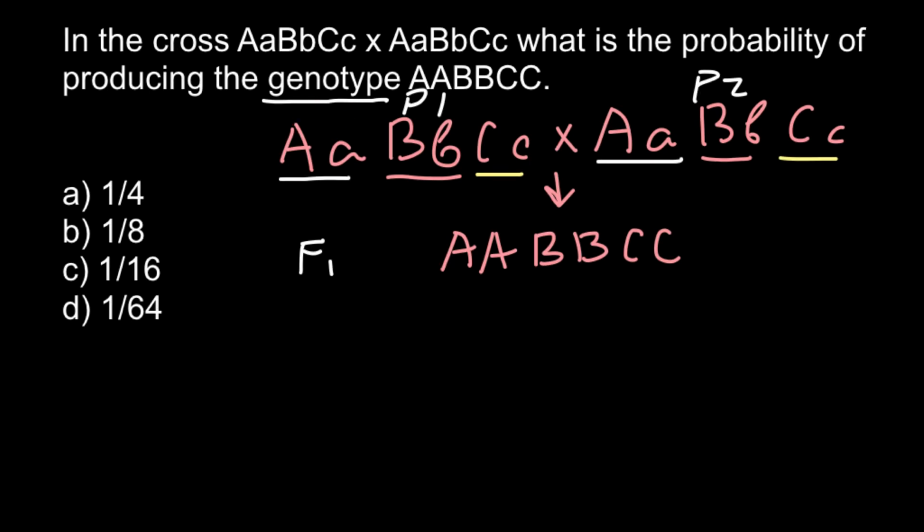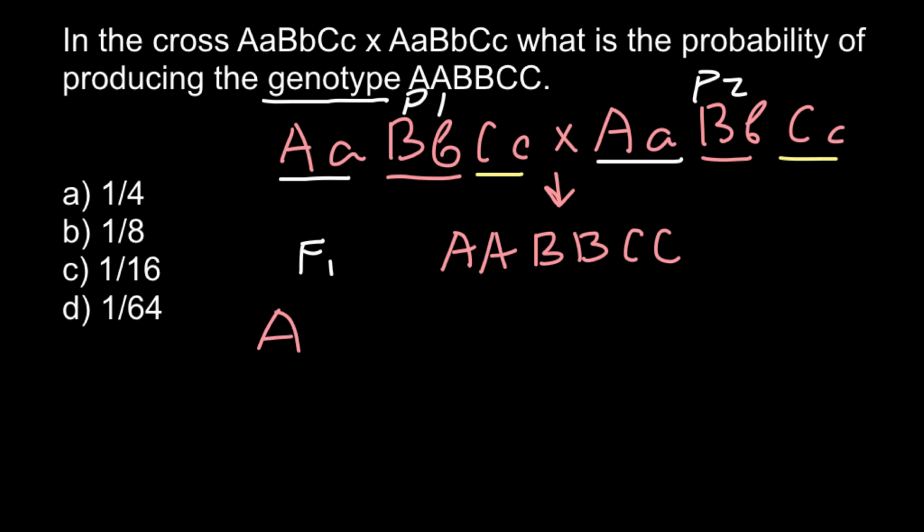Here we have independent assortment. Nothing is said that these genes reside on the same chromosome, otherwise these genes would be linked and it would be reflected in our problem. But because it is not said, we have to consider that these three genes are on different chromosomes and would assort independently. That means that we can take each allelic pair and build a Punnett square for each allelic pair separately.